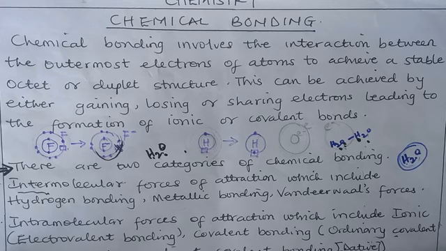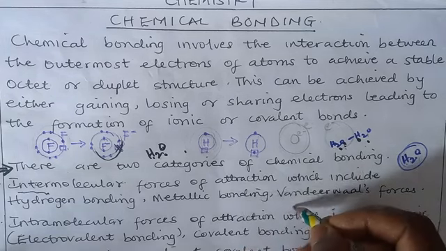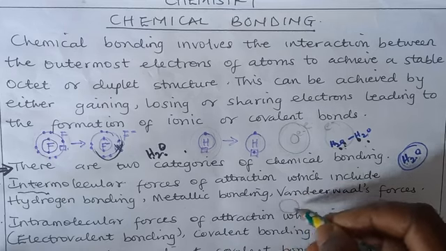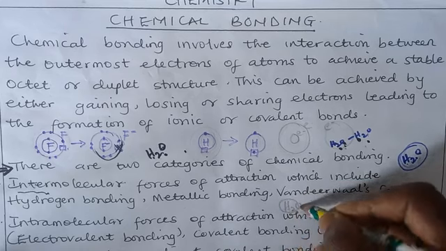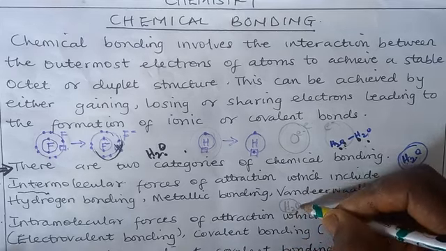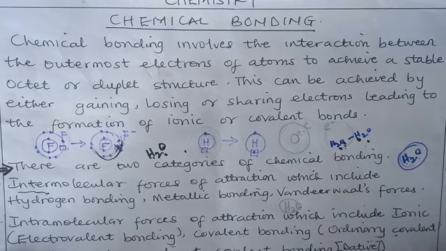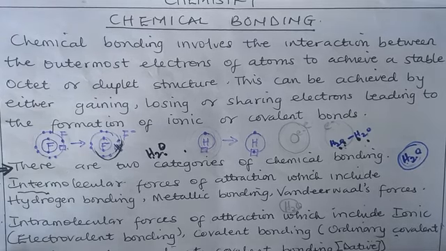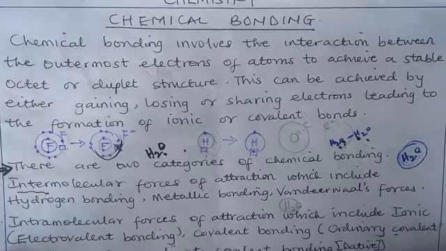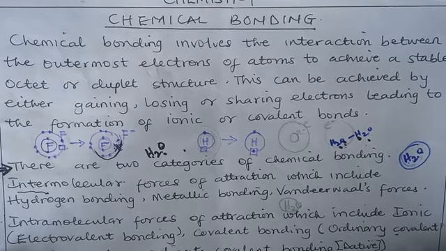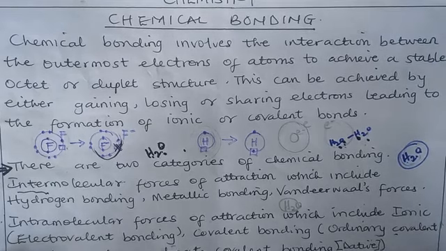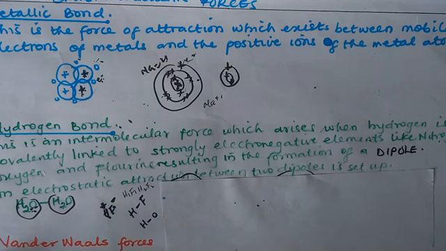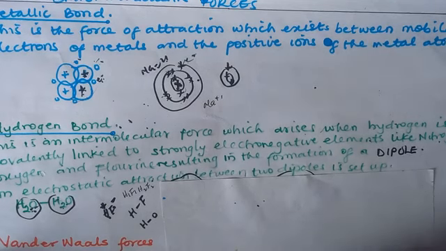We also have intramolecular forces of attraction. This is within a molecule, that is, if you're considering a molecule of water, between the hydrogen and oxygen of water, inside the molecule of water is intramolecular forces of attraction. Examples here are electrovalent bonding, which is also known as ionic bonding. We also have covalent bonding, classified as ordinary covalent bonding, and coordinate covalent bonding, which is also known as dative bonding. So we are considering the intermolecular forces first.